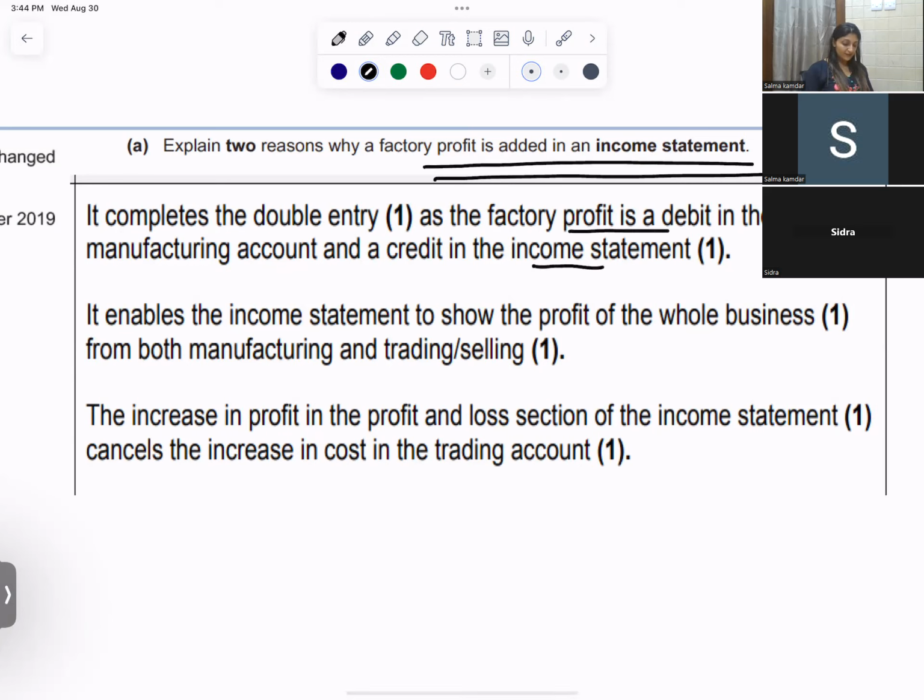Can you explain the meaning of this? You're adding it both in the manufacturing account and in the income statement, so how are you debiting and crediting it? Factory profit is increasing your profit. Okay, it is increasing your profit and it is also increasing your cost.